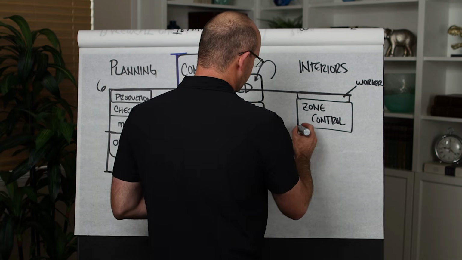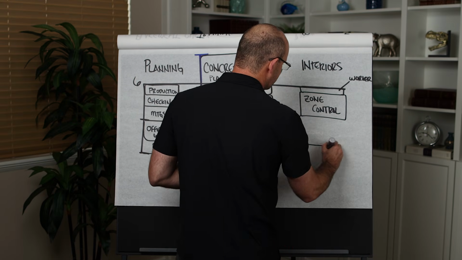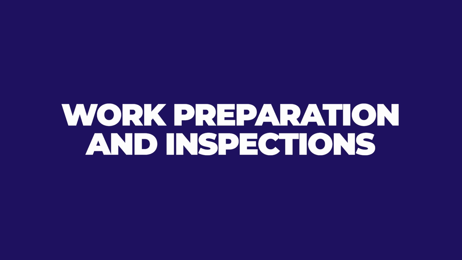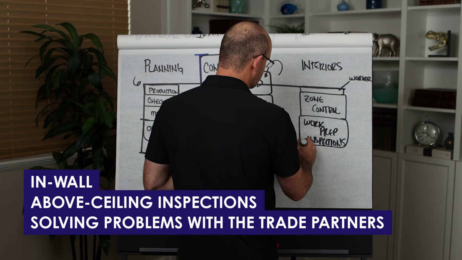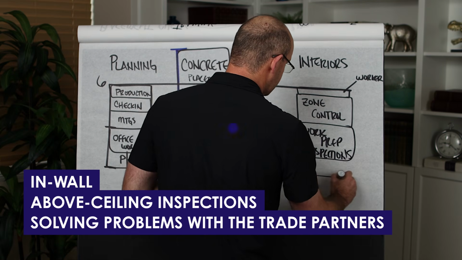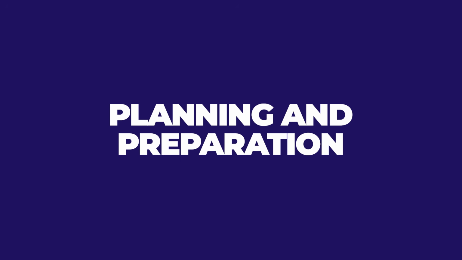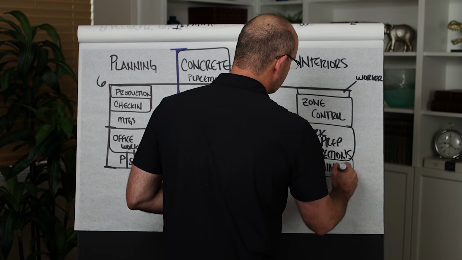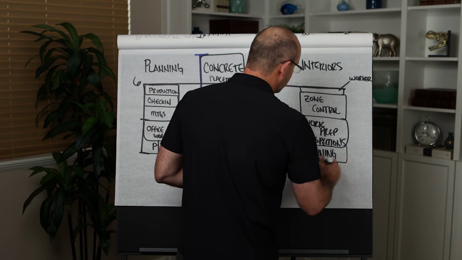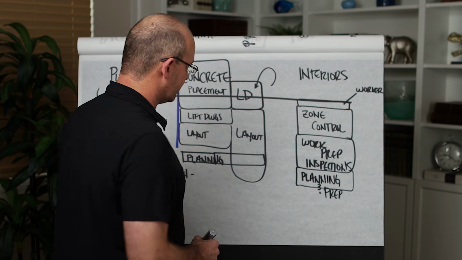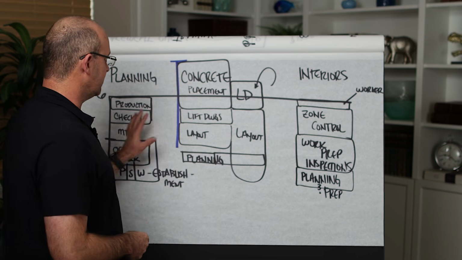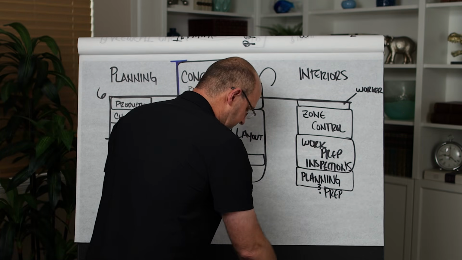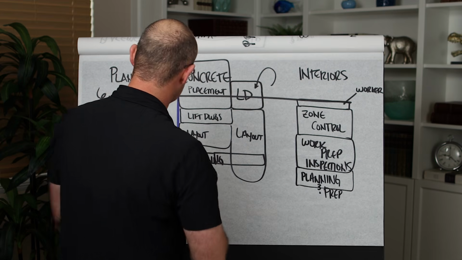So zone control, and then what you'll spend most of your time doing is in work prep and inspections. You're talking about in-wall, above ceiling inspections and solving problems with the trade partners. And then in the afternoon, obviously, you have your planning and prep for the next day. This is a little bit easier on the soul than concrete because you have a little bit more balance to your schedule. But the bottom line is, what we need to do is make sure that we're adjusting to each of these different phases. And let me make this board a little bit prettier. I always get self-conscious about the boards.